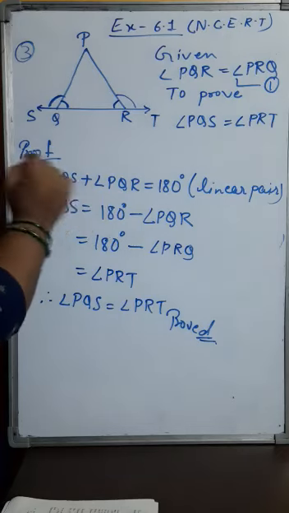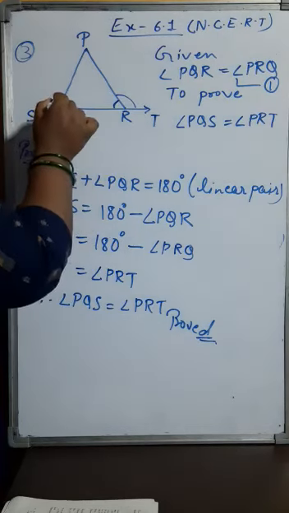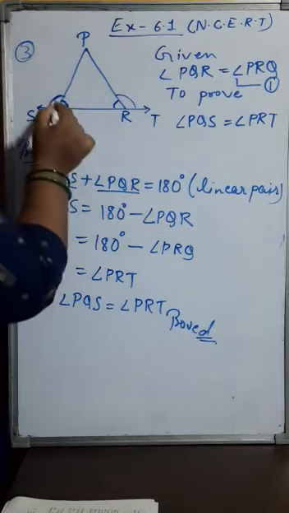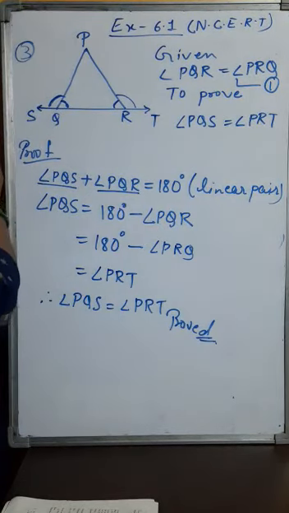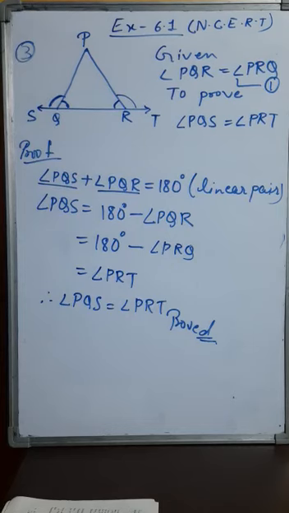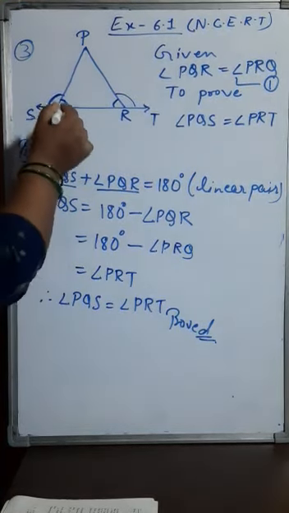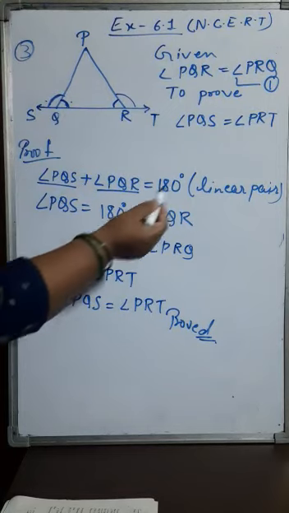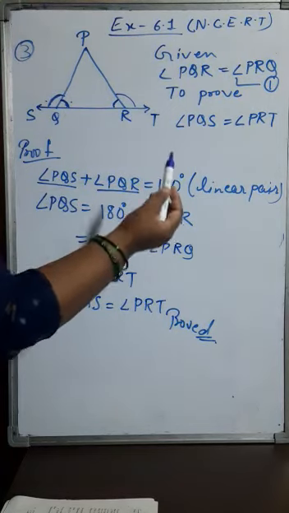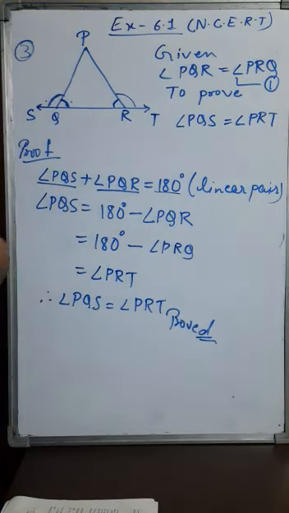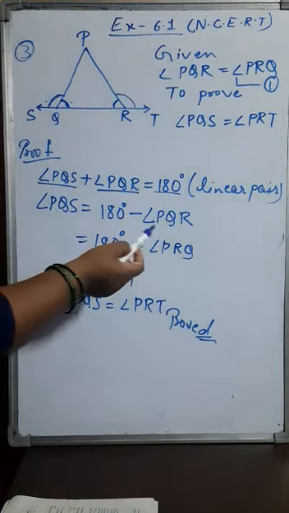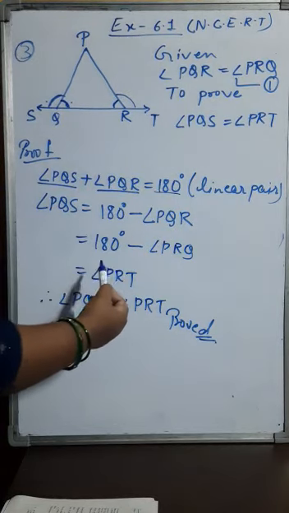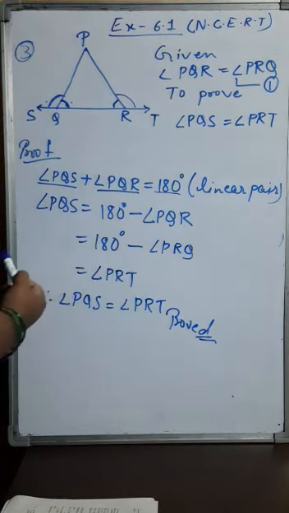The sum of these two angles, angle PQR plus PQS, these two angles are forming a linear pair. So the sum of these two angles is equal to 180 degrees. Now this PQS, if we leave it on this side, on that side we have 180 and PQR will move to that side. We have 180 minus PQR.